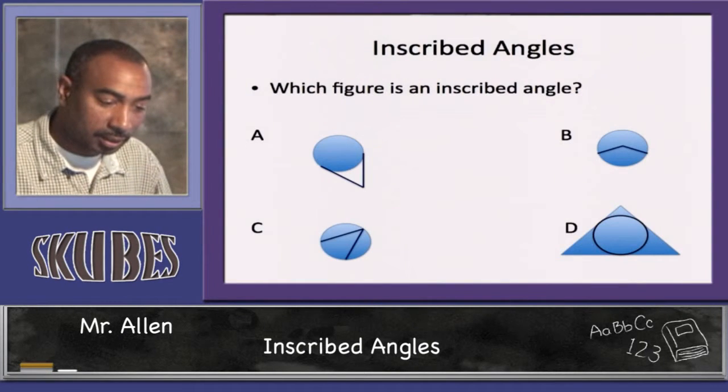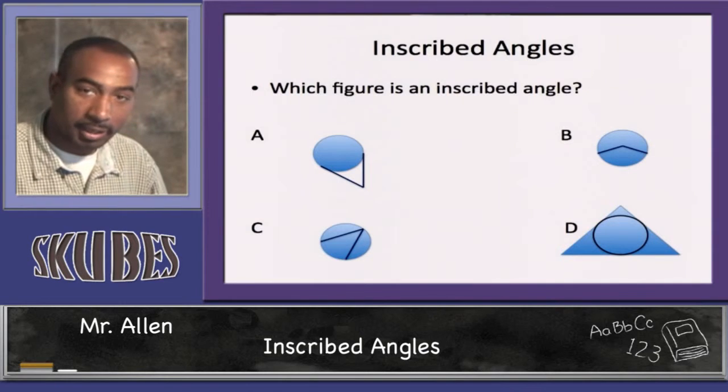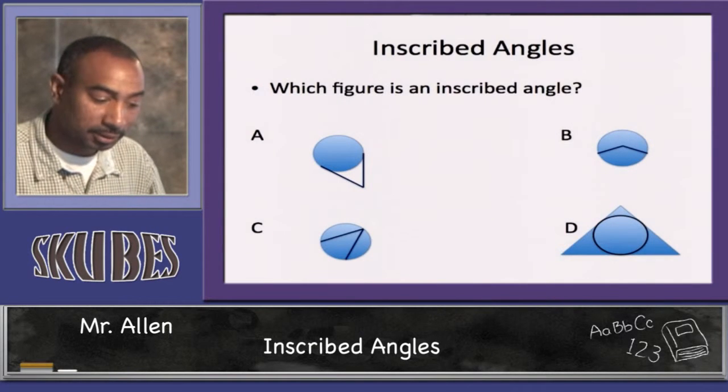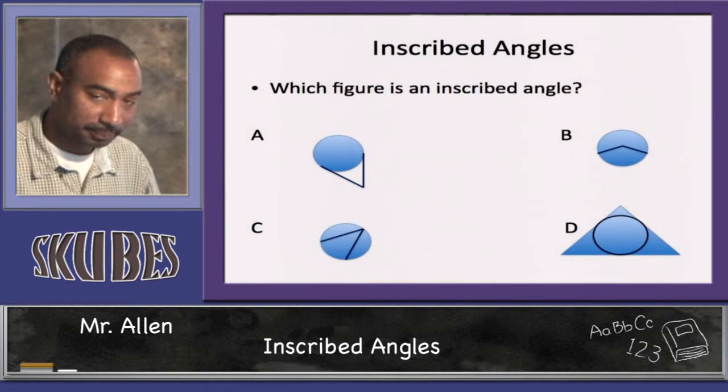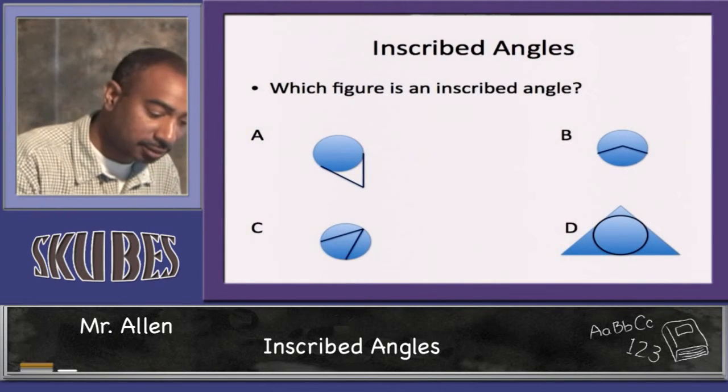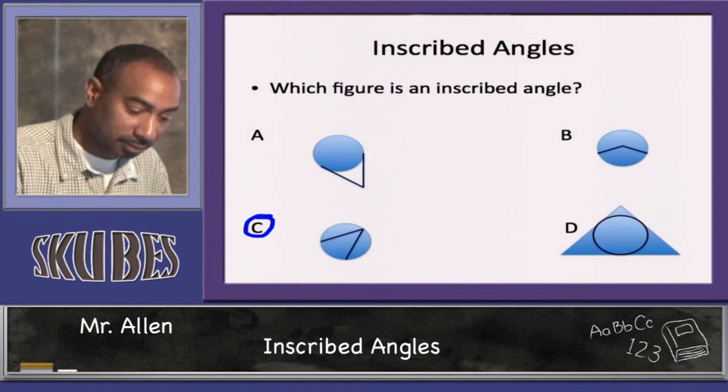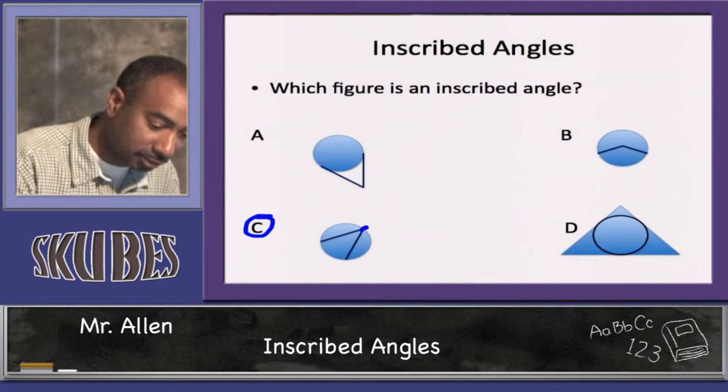Okay. Which figure is an inscribed angle based on the definition? Is it A, B, C, or D? If you said C, that's correct because the vertex is on the edge of the circle as well as the other points.